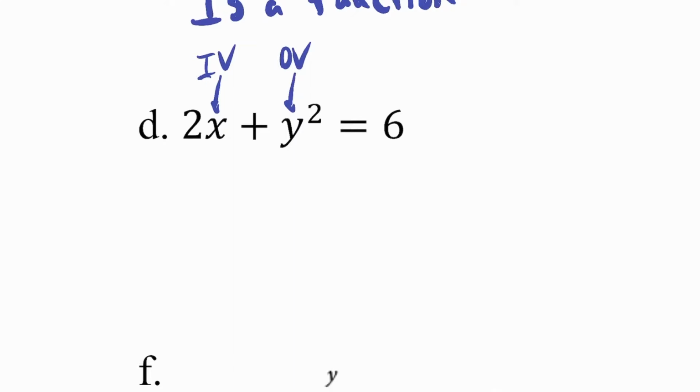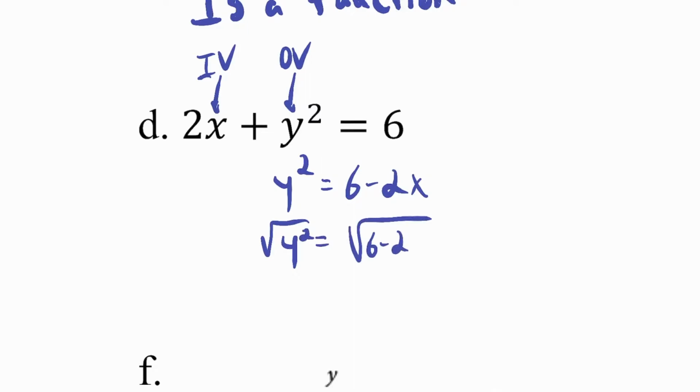So if I try to solve for y and say, well, can I get the output variable written as a formula of the input variable? Well, I can subtract 2x on both sides. That's fine. Okay, so 6 minus 2x. Now, if I try to solve for y, that's not so obvious what to do there necessarily. I can say, well, let me find the square root of both sides. Okay. So the square root of y squared will be the square root of 6 minus 2x.